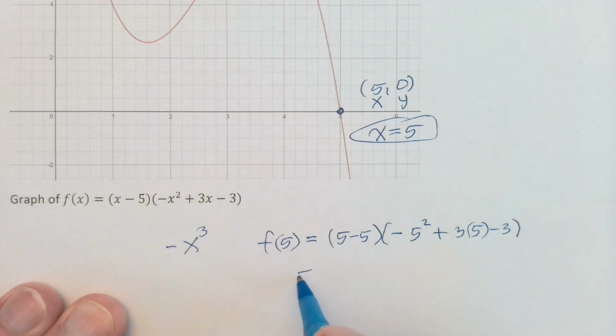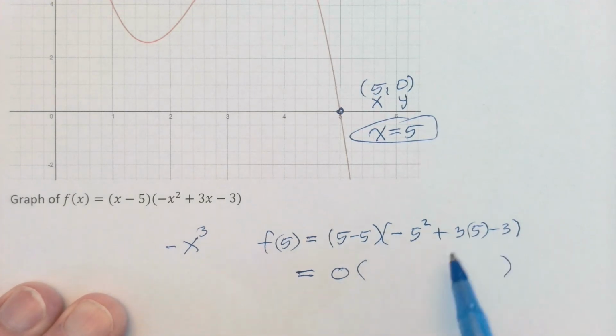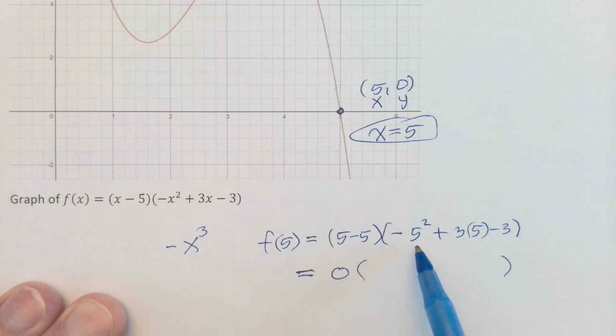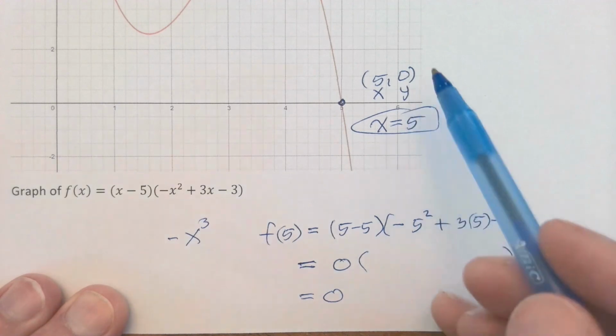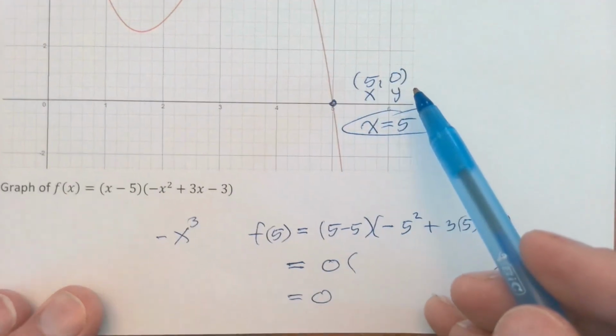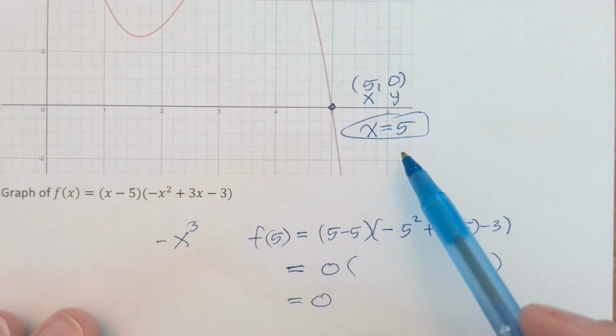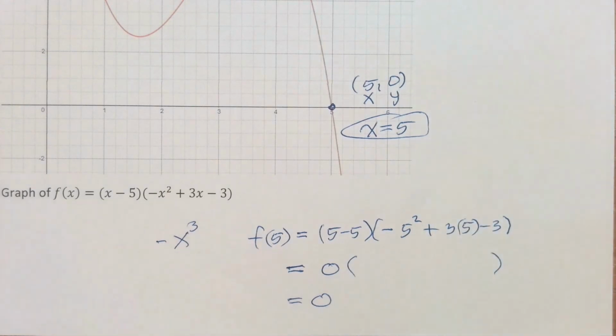Now, this is equal to 0 times, and it really doesn't even matter what this comes out to over here. I think it comes out to negative 13. But whatever it is, it doesn't matter because we're going to multiply it by 0, and that's going to make 0 for an answer. So when x is 5, f of x, or y, is equal to 0. And that's how this point was calculated. And 5 is the solution. And once again, we found it by looking for an x-intercept.